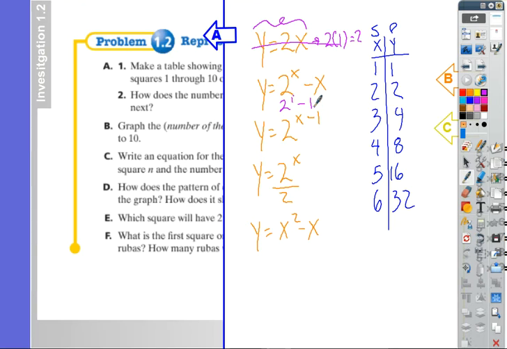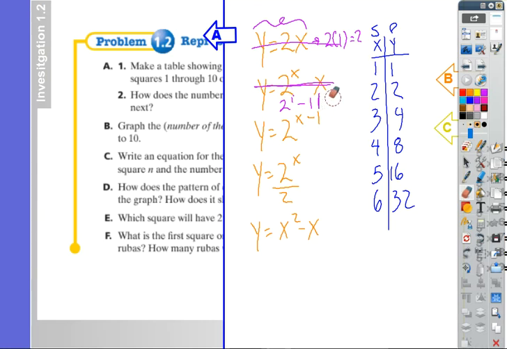Let's see if it works again. Let's plug in 4. So we have 2 to the 4th minus 4. 2 to the 4th is 16. 2 times 2 is 4. 2 times 4 is 8. 8 times 2 is 16. So we have 16 minus 4. 16 minus 4 is? Did it work? No. All right, so we can safely cross this one out. So it worked for one of them, but none of the others.